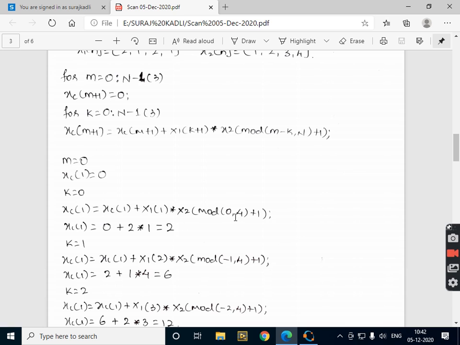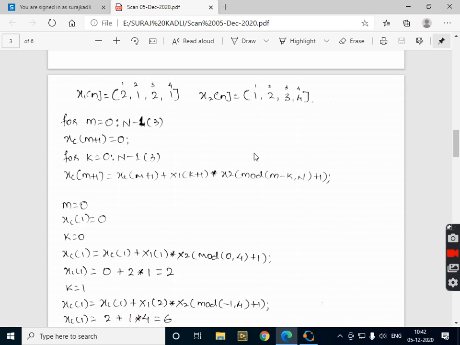0 plus 1, 1. X2 of 1 represents the first sample in the second sequence, whose value is also 1. X1 of 1 is the first sample in the first sequence, whose value is 2. So 2 into 1, and xc of 1 was initialized to 0, so it is 0 plus 2 into 1, 2. Now this time 2 will be stored in xc of 1, or xc of 1 will be updated to 2.